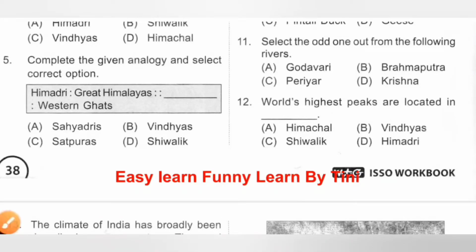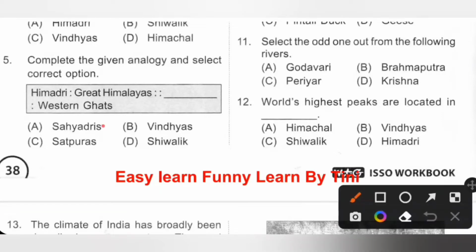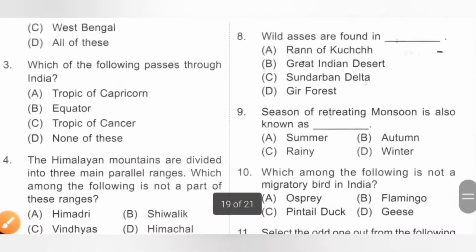Fifth one, complete the given analogy and select the correct option. Himadris, Great Himalayas. Dash, Western Ghats. Option A, Sahyadris. B, Vindhyas. C, Satpuras. D, Shivalik. So the Western Ghats border the plateau in the west and is also called Sahyadris. Option A is the correct answer.